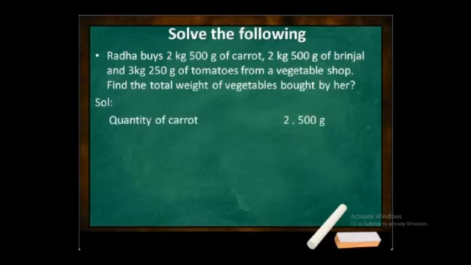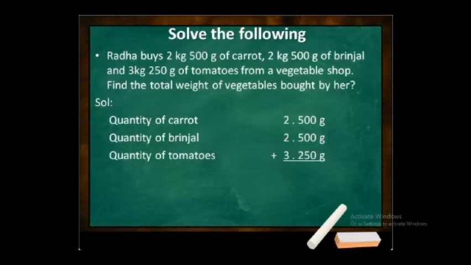Quantity of carrot, that is 2 kgs 500 grams. Then brinjal 2 kgs 500 grams. Tomatoes 3 kgs 250 grams. Now we will add it and see what is the total weight of the vegetables. So 0 after the point we'll add first. 0 plus 0 plus 0 is 0. 0 plus 0 plus 5 is 5. 5 plus 5 is 10. 10 plus 2 is 12.